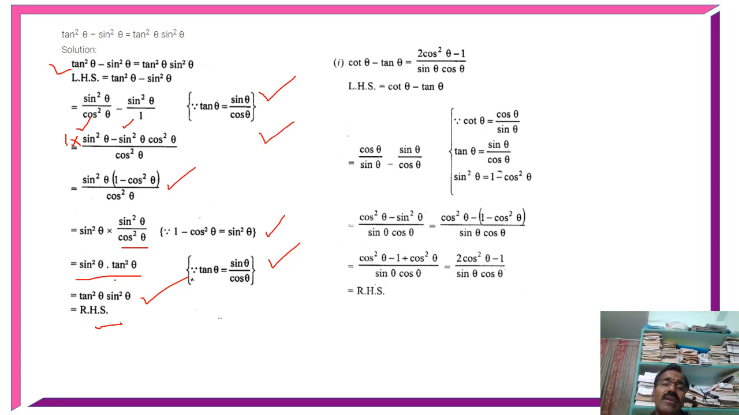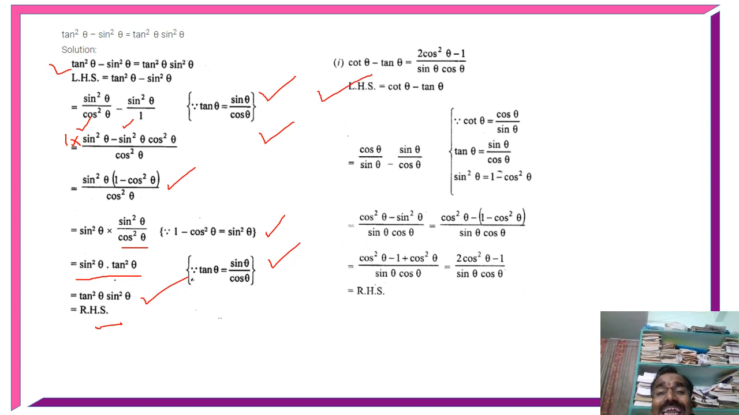Here we use tan theta is equal to sin theta by cos theta and the first identity. By using this result, we simplified, and wherever required we factorized, to get LHS to RHS. Now the next problem is given. Prove that cot theta minus tan theta equals 2 cos square theta minus 1 by sin theta cos theta. Same approaching method. Let us take LHS.